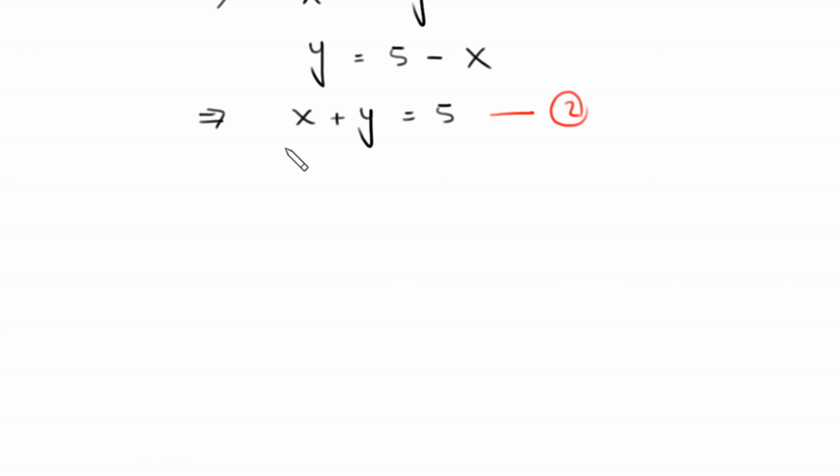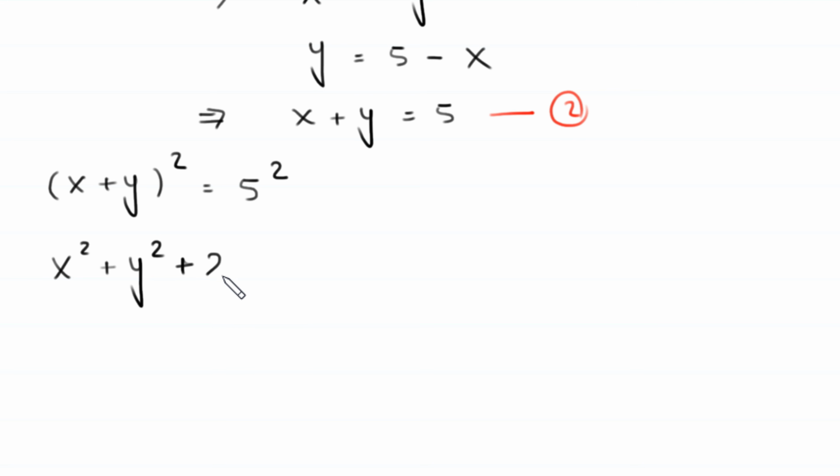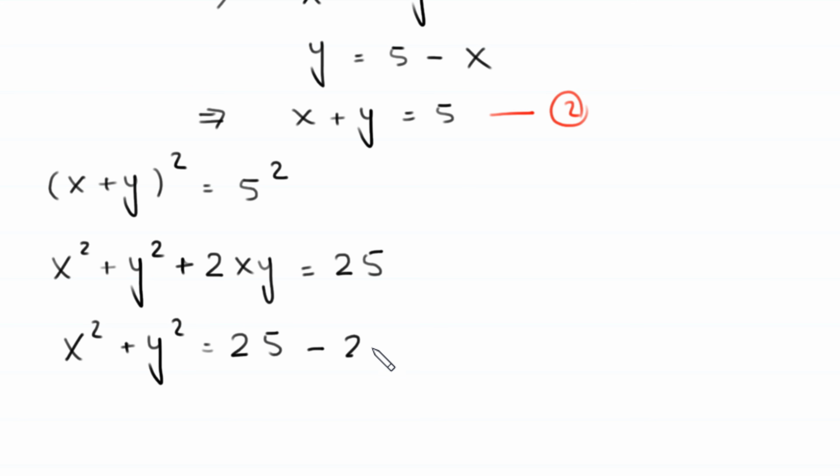Now we take a square of both sides of this equation number 2. So this will become x plus y whole squared equal to 5 squared. This will become x squared plus y squared plus 2 times xy equal to 25. Move this 2xy to the right hand side. This will become x squared plus y squared equal to 25 minus 2xy. Let's call this equation number 3.